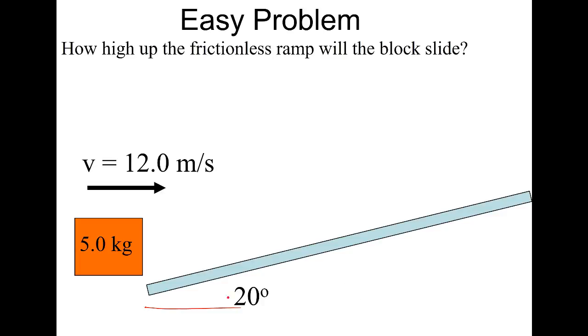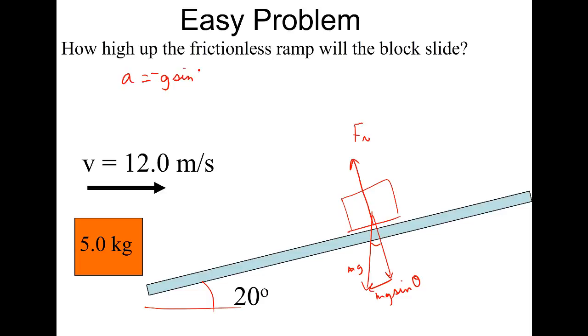How high up this frictionless ramp will the block slide? And it turns out that in this case, it's going to be the exact same analysis of forces. When the block is on the ramp, we're going to have gravity going down. We'll have normal force going this way. So gravity gets split up into components, and the only force acting along the ramp will be mg sine theta. So it will have an acceleration of negative g sine theta if we say that going up the ramp is the positive direction. Okay, so again, from the previous example, that'll be 3.35 meters per second squared, and this time we want V final to be 0.